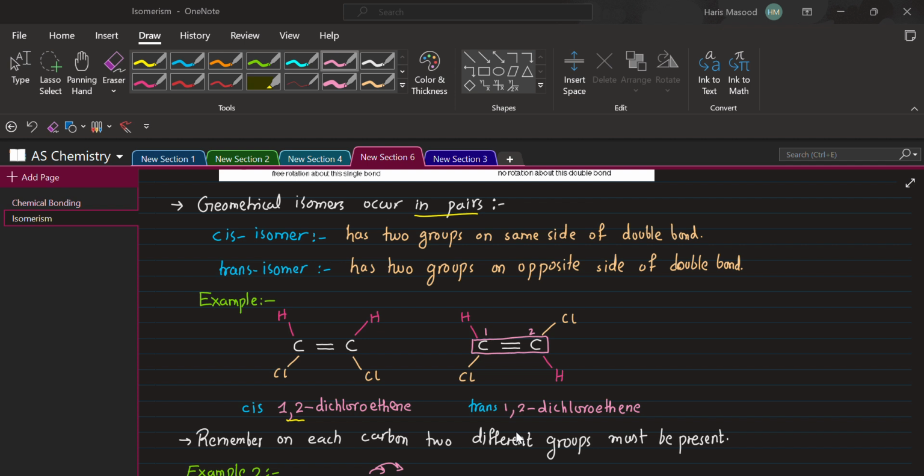Clear? But you have to remember, on each carbon two different groups must be present. It is not the case that hydrogen and hydrogen will be present here. Each carbon will have two different groups on it. That is a must condition for cis-trans isomerism. Clear?